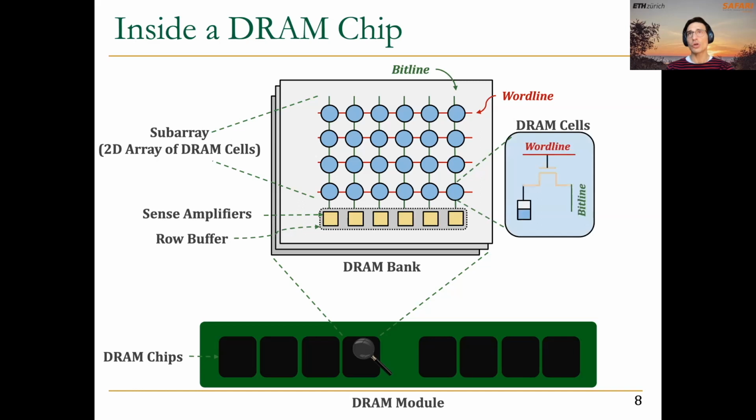We can take a closer look at each of the DRAM cells, and we see that each DRAM cell is composed by a storage capacitor and an access transistor. As you see, the access transistor is controlled by the word line, and this access transistor can provide the connection between the storage capacitor and the bit line to either read the data that resides in the capacitor or write data into it.